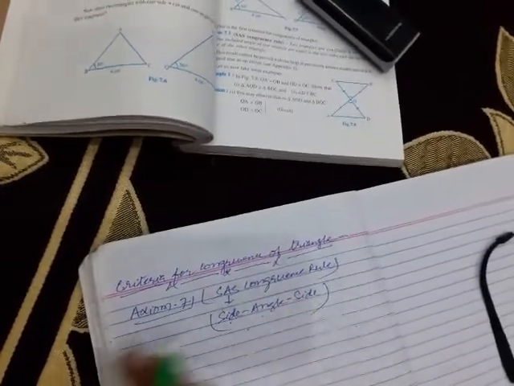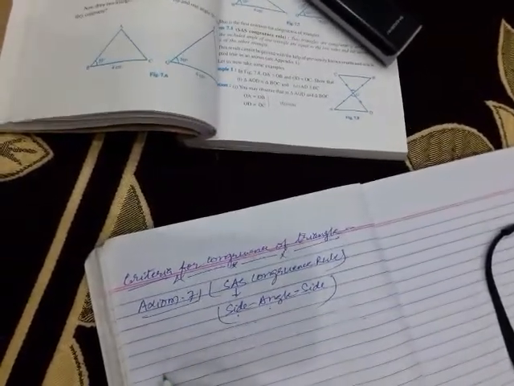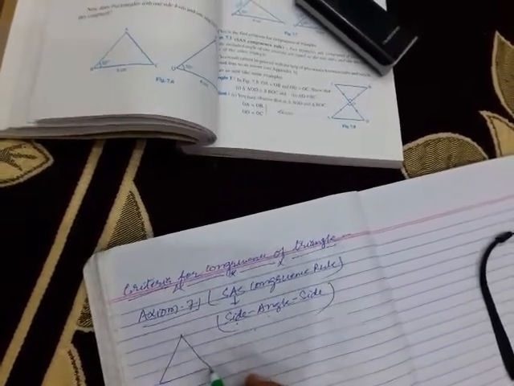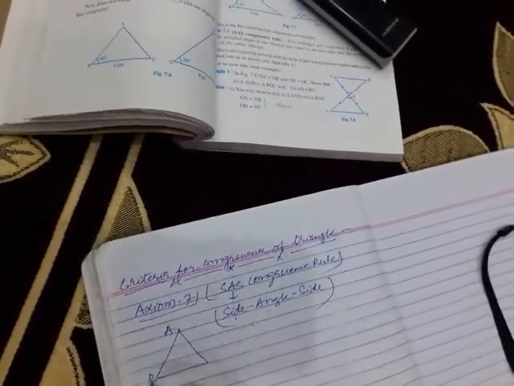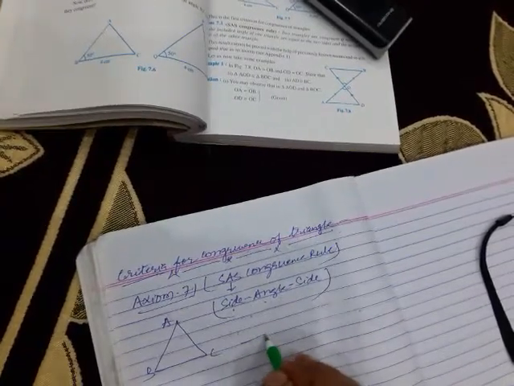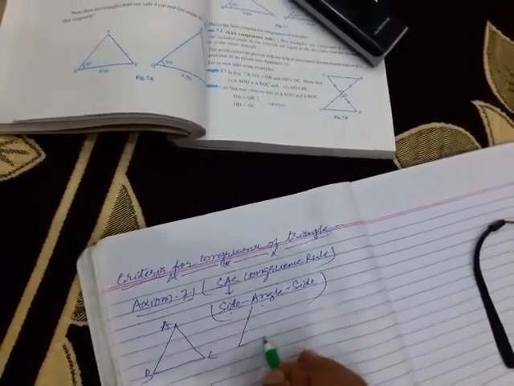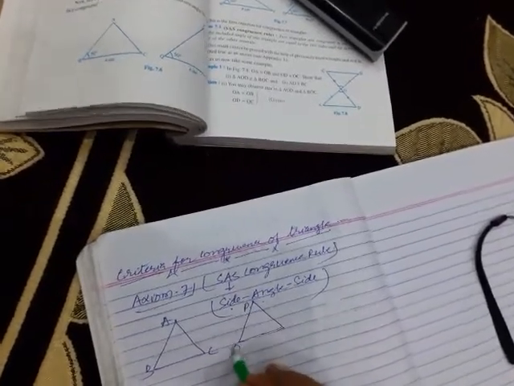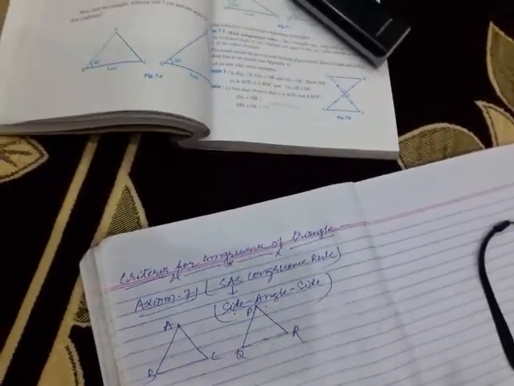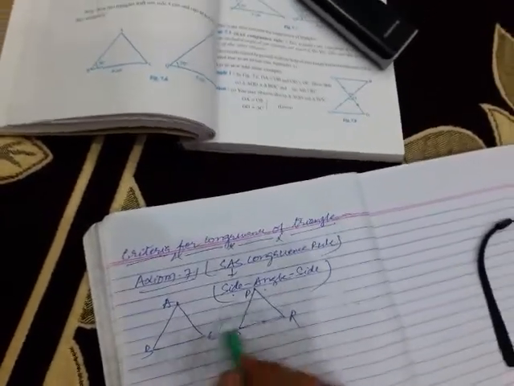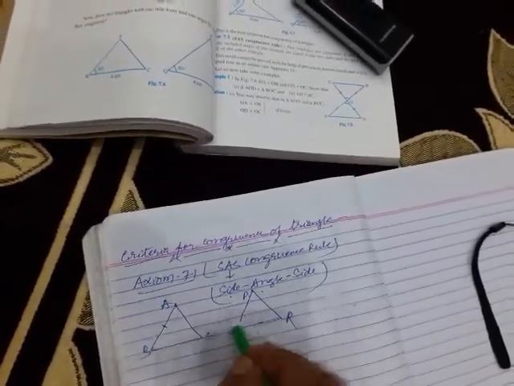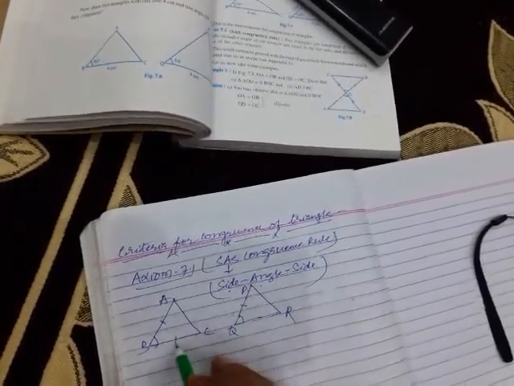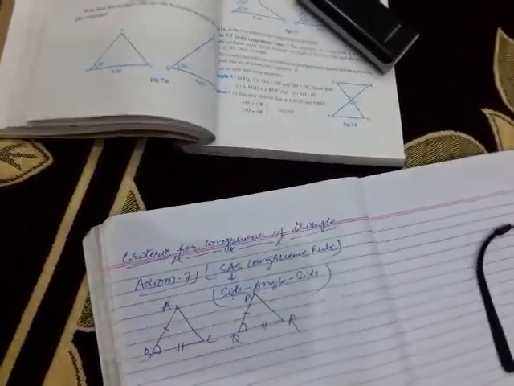See, if two triangles are there, children, let them be triangle ABC and triangle PQR. And they are side, angle, side, means this side is equal to this side, this angle is equal to this angle, and this side is equal to this side. Clear?